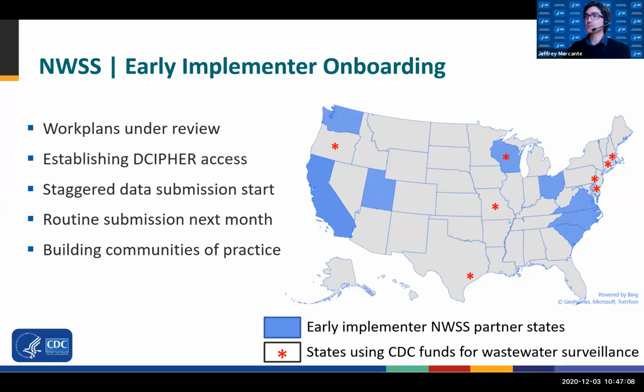into response decisions. So states represented by the red asterisks are those that have chosen to use non-NEWS specific CDC COVID-19 funds for wastewater surveillance activities, and as such are also seen as early NEWS partners. There are a lot of different flavors of partners right now. Currently, we are working with these states to develop formal work plans for their wastewater activities, and we expect routine submission into the system by several states over this current month. There are also many other states not shown here that are now actively engaged in wastewater surveillance, who we hope to formally partner with in the very near future.